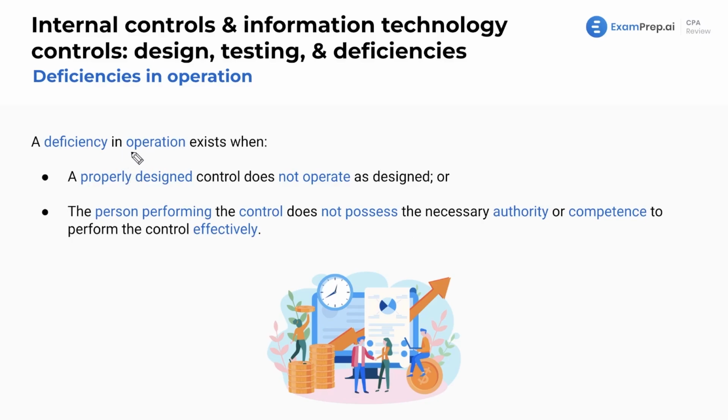So not in design. We talked about design, and then we've got design, as we said, and then we've got implementation, and then we've got maintenance. Now, just generally speaking, design is here, and then operation is going to be here. We operate them, we set them up, and then we maintain them. If whoever is in a certain position to maintain that control has no idea what they're doing, well, that's obviously going to be quite an issue, and then we're not going to be able to trust that internal control.